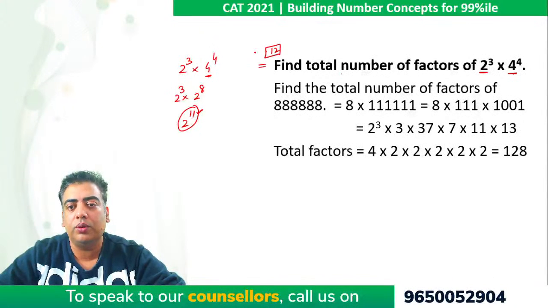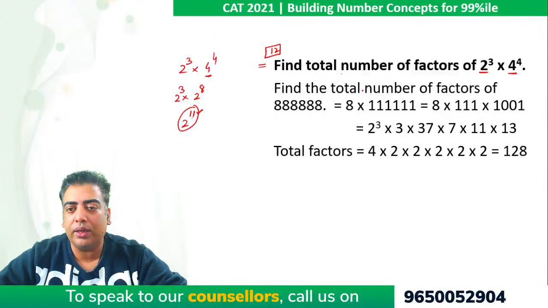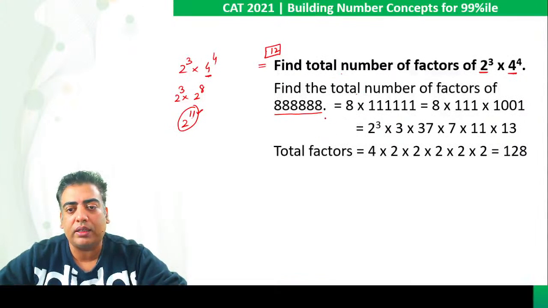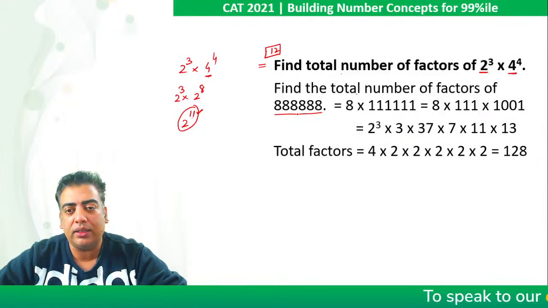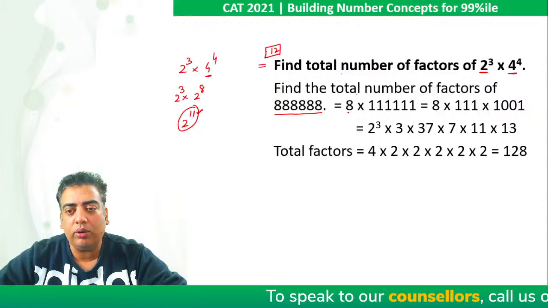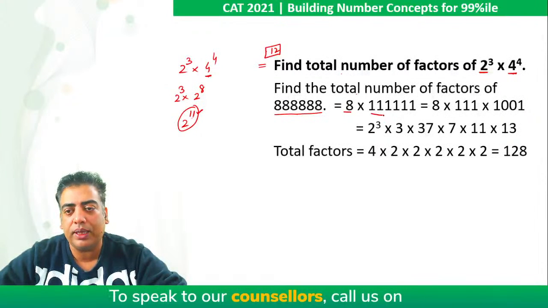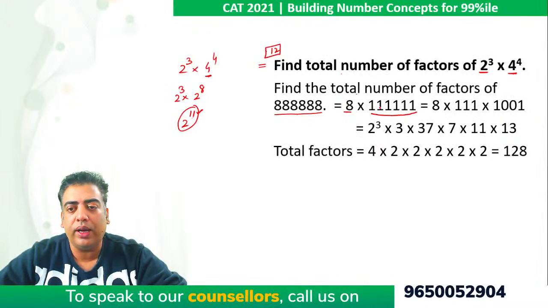So the number of factors of this number is 1 more than the power: 11 plus 1, the answer comes out to be 12. Likewise, we are given a number, 888 written 6 times. We are required to find the factors of this number. So the very first step is factorizing the number. If I take out 8 separately, it can be rewritten as 8 into 111 written 6 times. Now this number can be factorized as 111 into 1001.